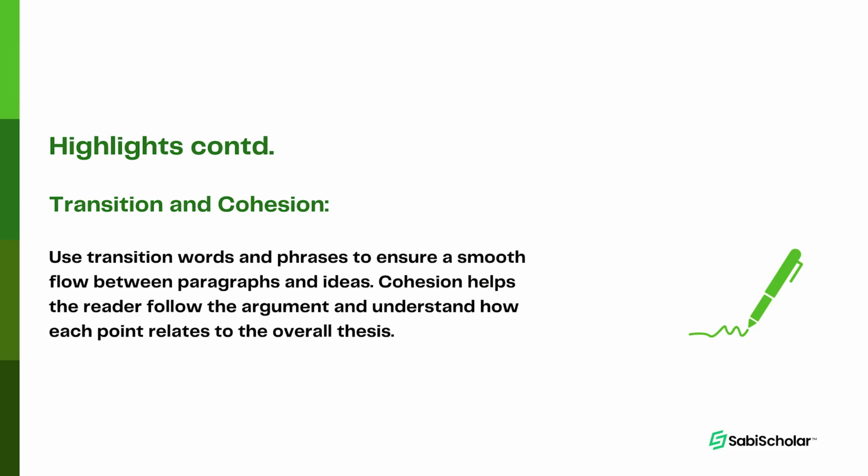You have to use transitional words and phrases to ensure a smooth flow between paragraphs and ideas. Cohesion helps the reader follow the argument and understand how each point relates to the overall thesis. So it's important that each idea you present, you transition smoothly into that idea to help your reader sew these ideas together, to help your reader get a feel of your point of view from idea to idea. Don't just throw in ideas at random.